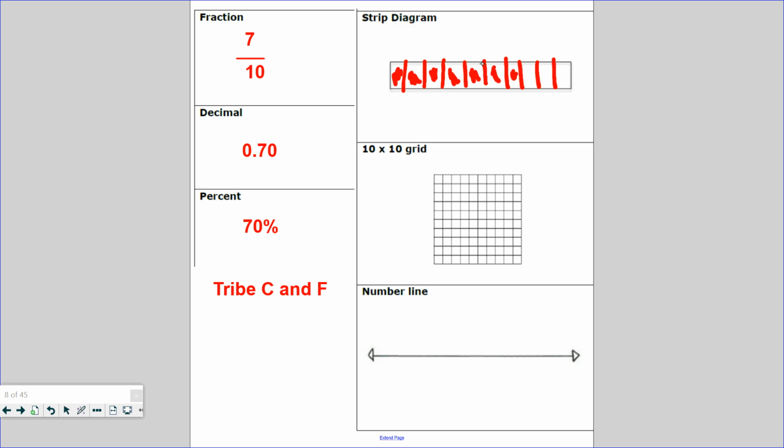Is this more than half? This would be 50% right here, or 1/2. It is. So this is 7/10, or 70%, or 70 hundredths.